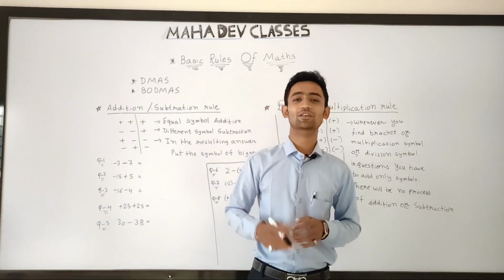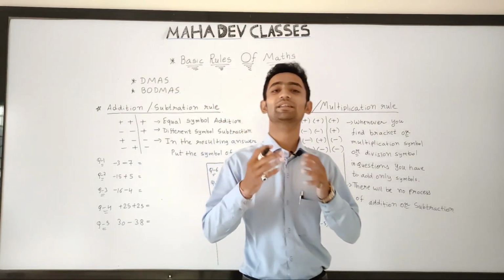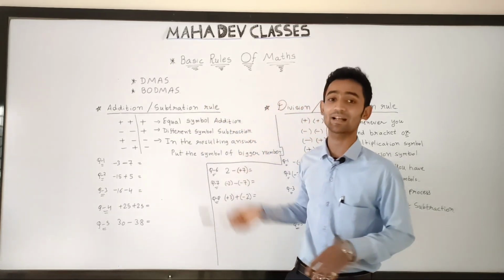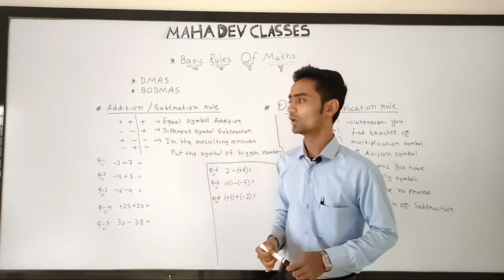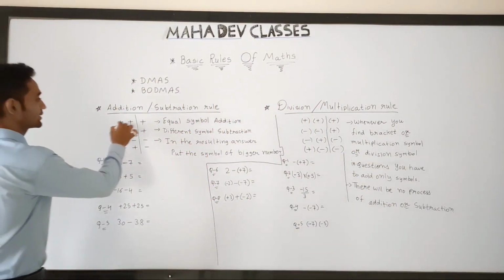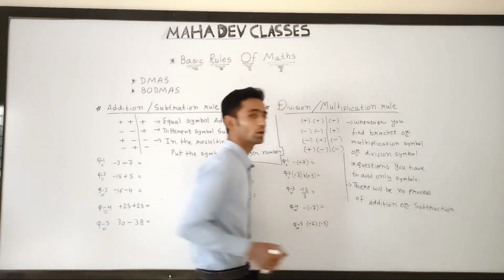In our previous lectures, we learned Roman numbers, knowing our numbers and D mass. And now we are going to learn some basic rules of maths, and after that, we will learn the board mass. Okay. So here are some basic rules of maths: the addition subtraction rule, and the second one is the division multiplication rule.